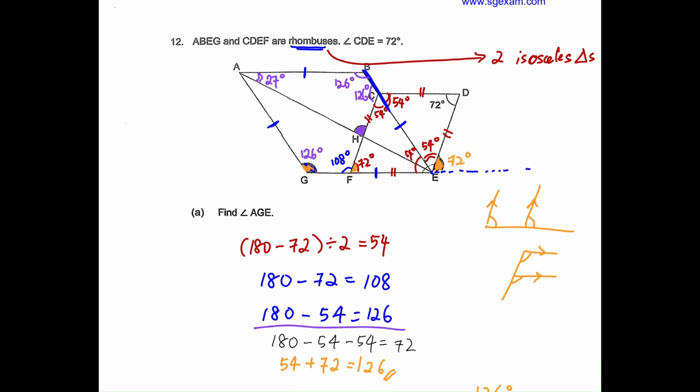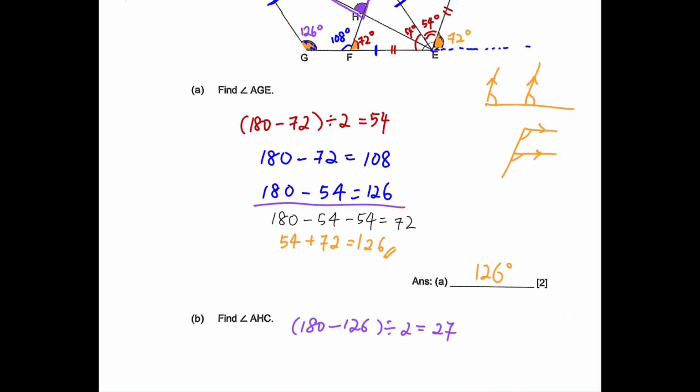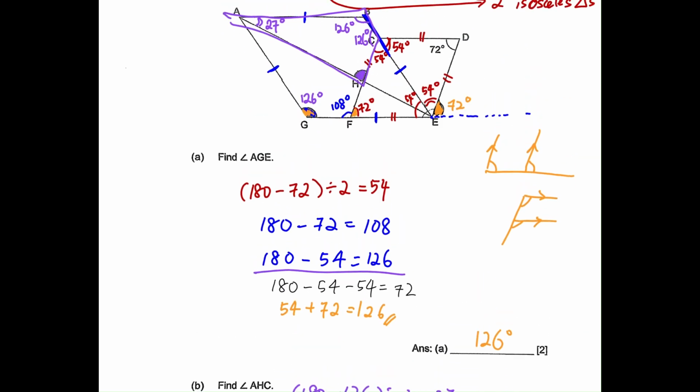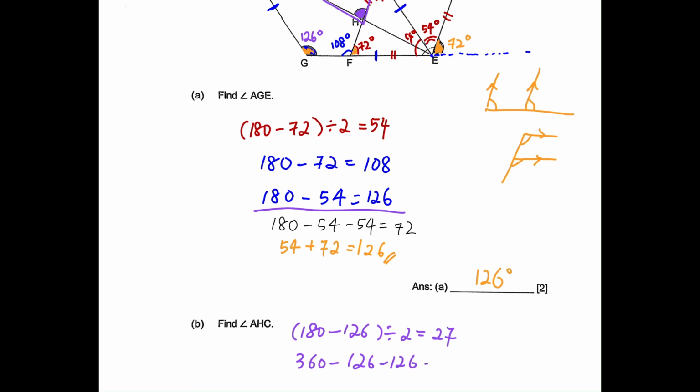27 degrees. So in order to know this purple angle over here, it's a four-sided figure. So one easy way to do it is 360 minus away those three angles over there. 126, 126, 27. That gives you 81 degrees.